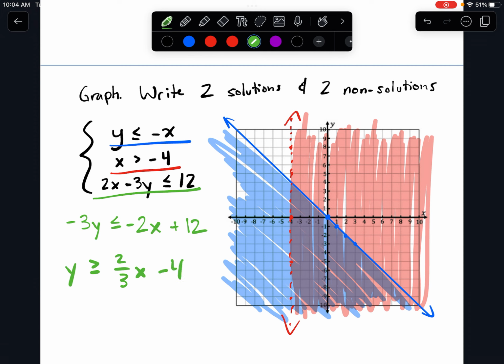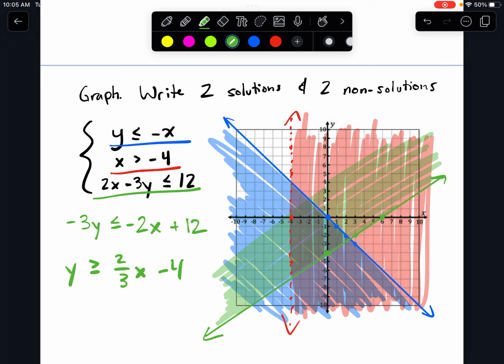So now I have to graph this. We start at -4 as my y-intercept. I go up 2 over 3, up 2 over 3, and this is a solid line. So I'm going to go ahead and draw the solid line here. And we want it to be greater than or equal to. So we're going to go ahead and shade above, greater than or equal to. It's anything above there.